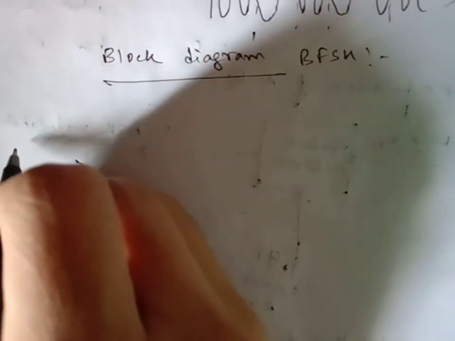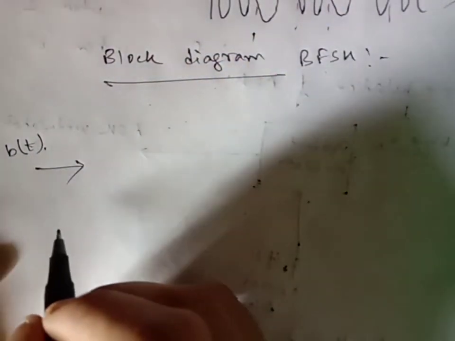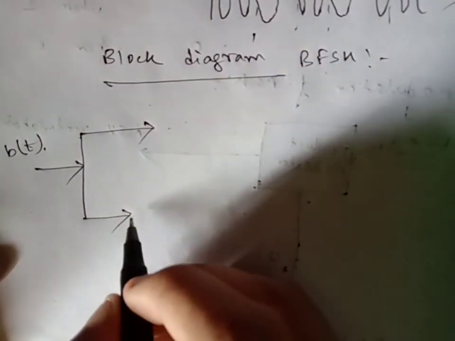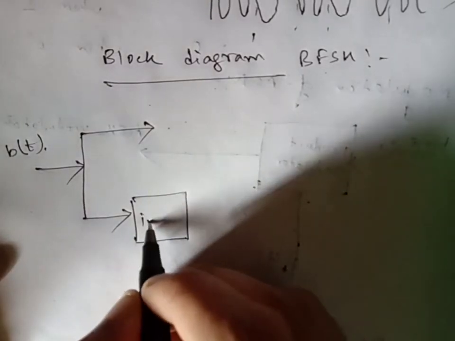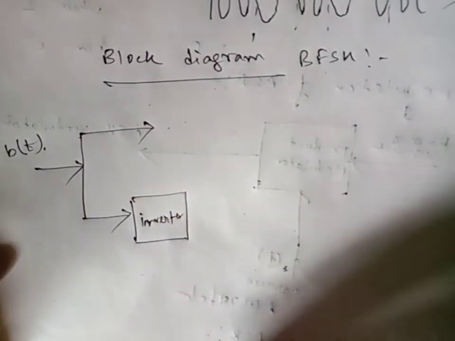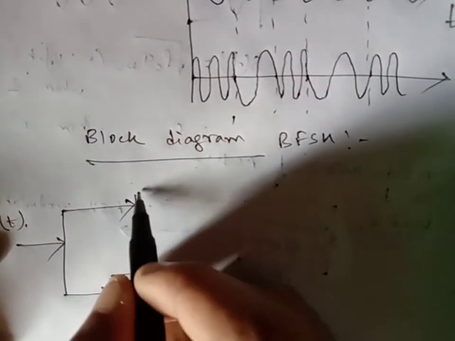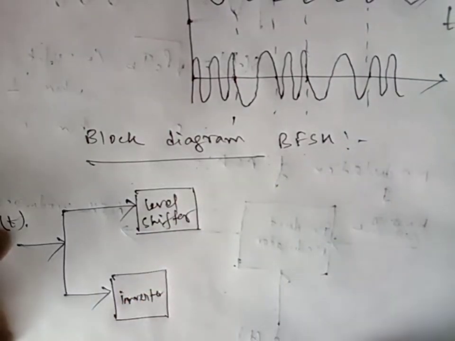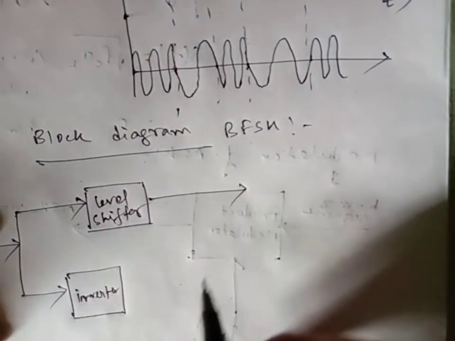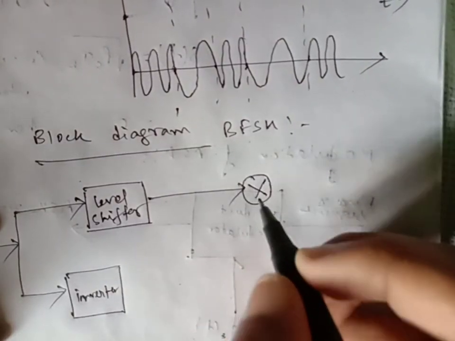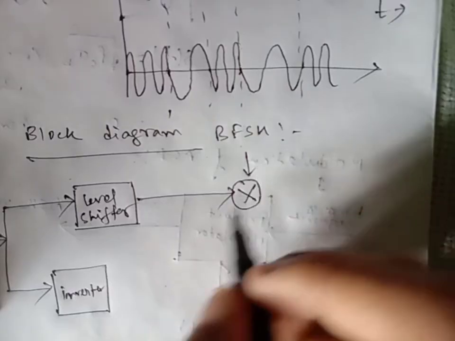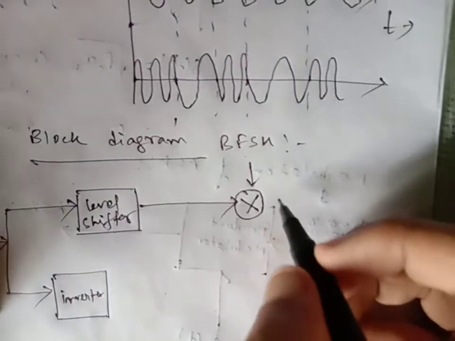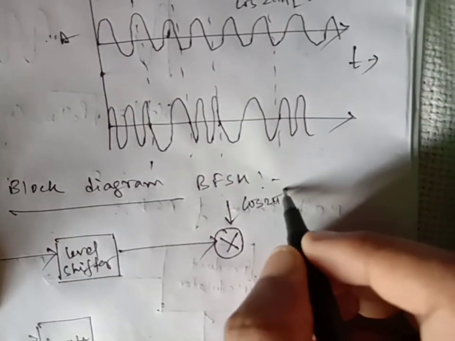Let this be the binary input sequence b(t) that is separated into two parts. One is given to an inverter, another one is given to the level shifter. The output of the level shifter is provided to a product modulator having inputs this output of the level shifter and the carrier having higher frequency, cos 2 pi f_h t.